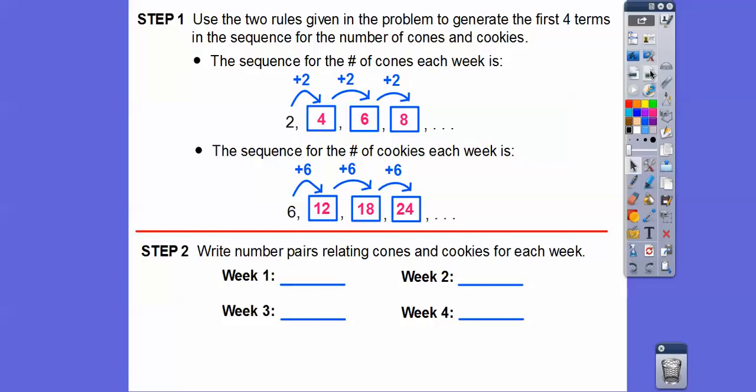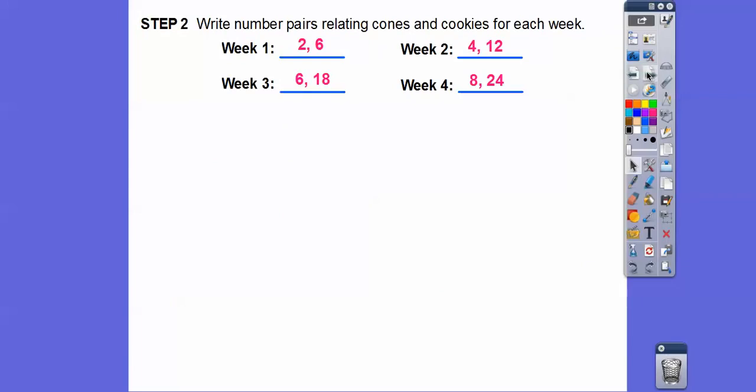Okay, so we're going to write number pairs relating cones and cookies for each week. So this is the cones right here, and this is the cookies right here. So for this one, this is going to be 2, 6. That's the number pair for the first week. He eats 2 cones and 6 cookies. So that's what goes in week 1. In week 2, he ate 2 more and then 6 more, so he ate a total of 4 ice cream cones and 12 cookies. So this one's going to be 4, 12. The next one is this pair right here, 6, 18, and then finally 8, 24. Okay, so that's what we're going to put right there. All right, let's just slide that up.